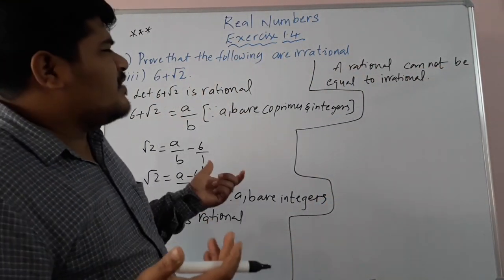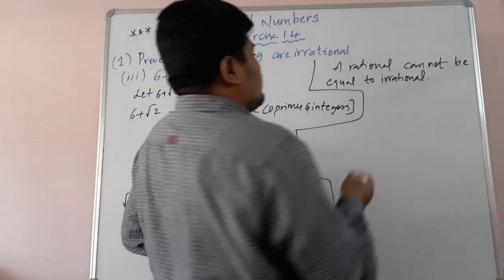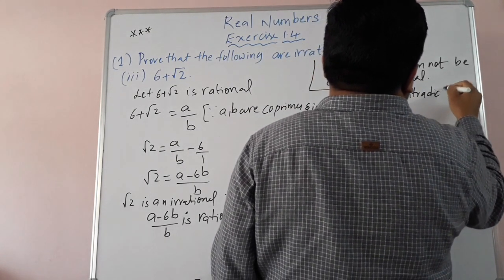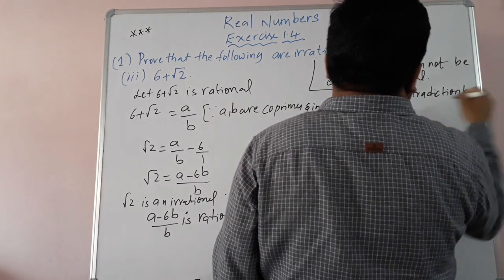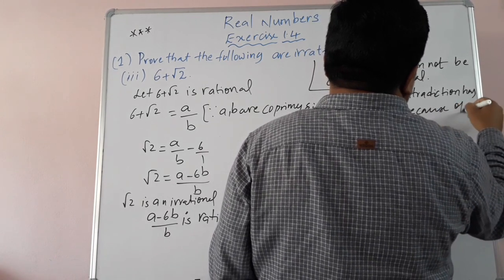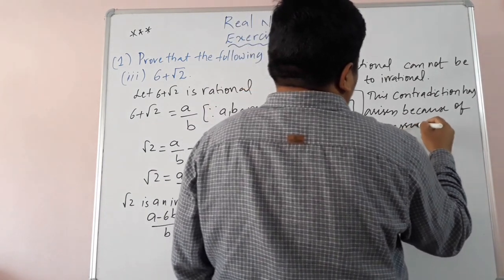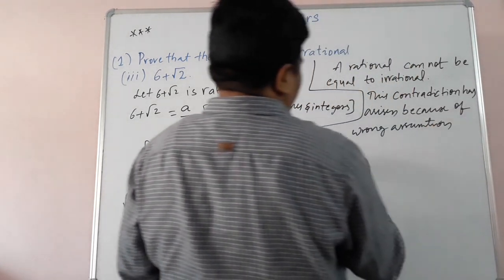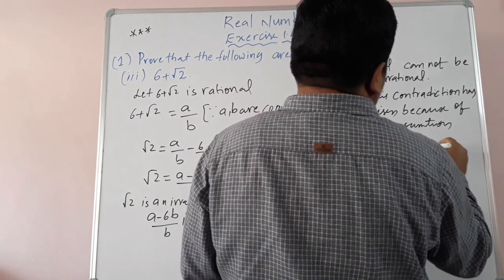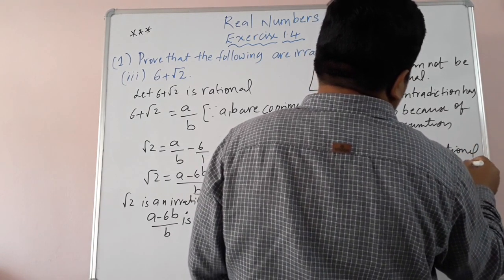So children, this is called a contradiction. Why has this contradiction arisen? Because of our wrong assumption. Therefore, 6 plus root 2 is an irrational number, children. If you write irrational also, okay.